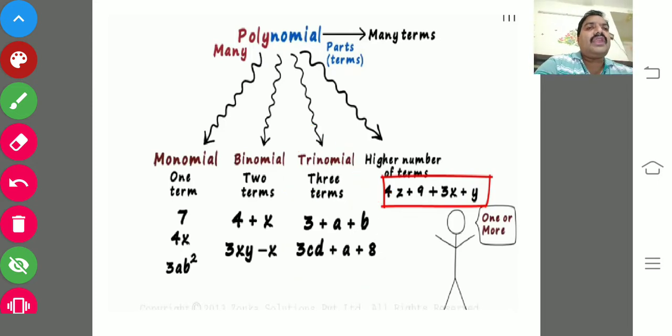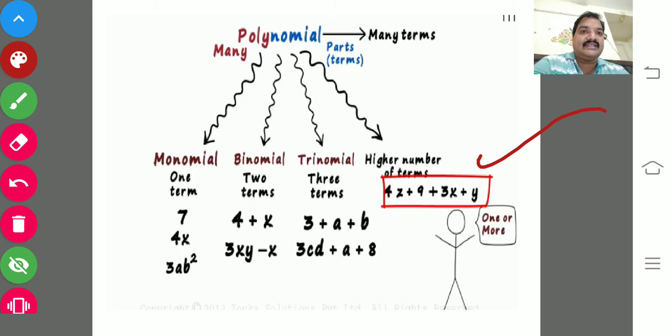Now, more than 3 is called polynomial? If you think like that, it's completely wrong. If you have 3 or more terms, it is called a multinomial. Here the example is given: 4x plus 9 plus 3x plus y. This is called a multinomial, not only for 4, 5, 6 or 7 terms, whatever it may be.